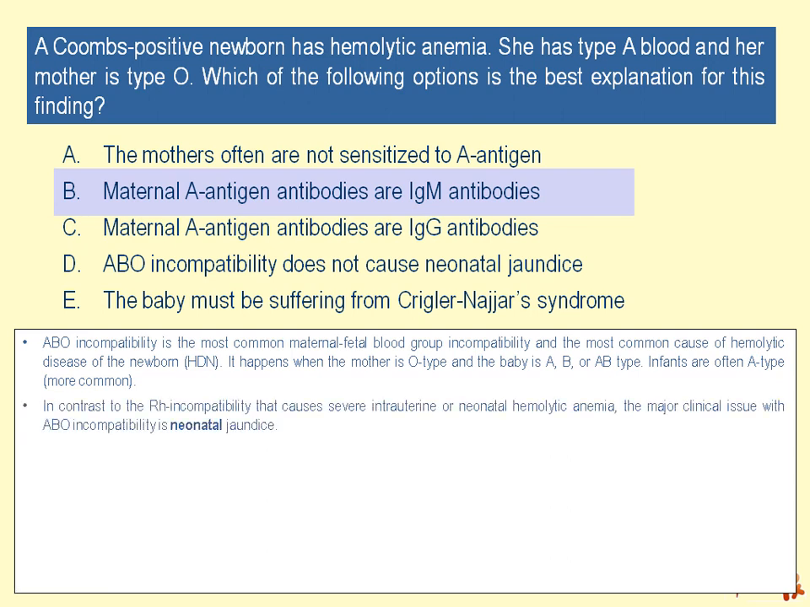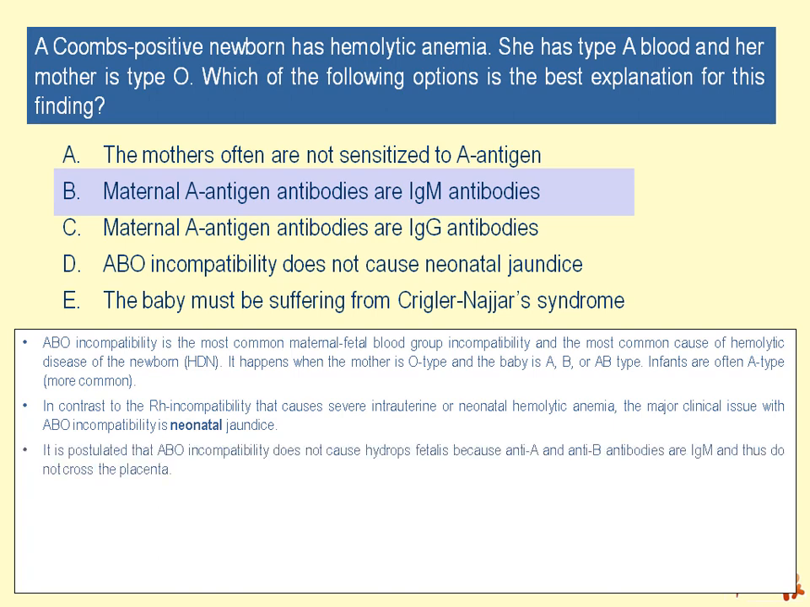In contrast to Rh incompatibility that causes severe intrauterine or neonatal hemolytic anemia, the major clinical issue with ABO incompatibility is neonatal jaundice. It is postulated that ABO incompatibility does not cause hydrops fetalis because anti-A and anti-B antibodies are IgM, and as a result, they cannot pass through the placenta.